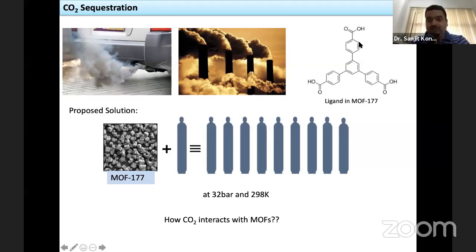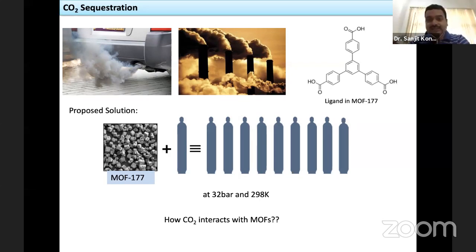Okay, yeah, it's already given over here. So when zinc is combined with this particular tricarboxylic acid, it forms a highly porous crystalline material, which is given the name of a MOF 177. Now, if you load this MOF 177 inside this standard cylinder and try to put the carbon dioxide, the amount of carbon dioxide it will store is actually 9 times more than if you do not put MOF.